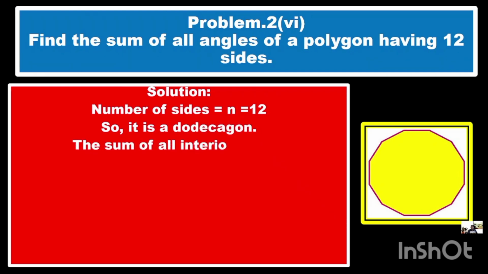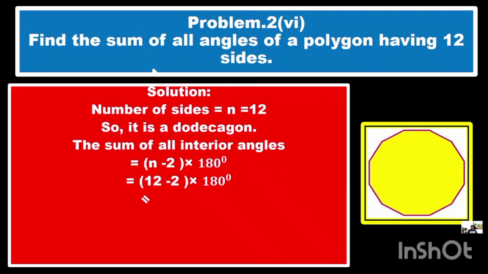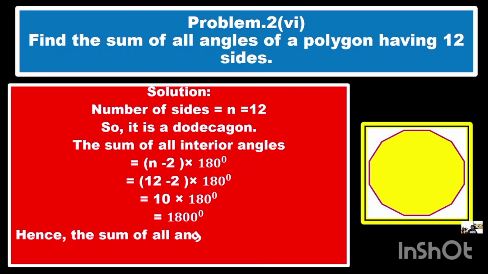The sum of all interior angles is (n minus 2) into 180, which is (12 minus 2) into 180, 10 into 180, 1800 degrees. Hence the sum of all angles of a dodecagon is 1800 degrees. 1800 degrees. Understand?